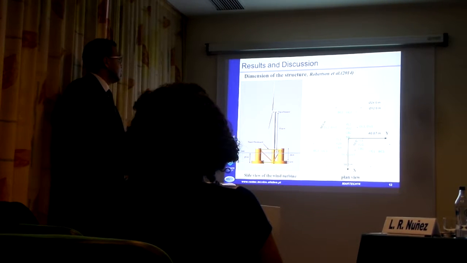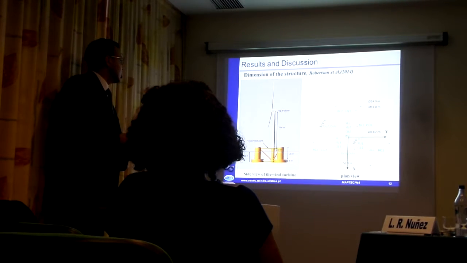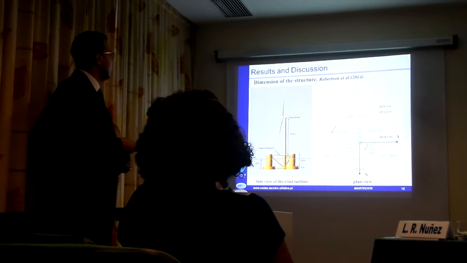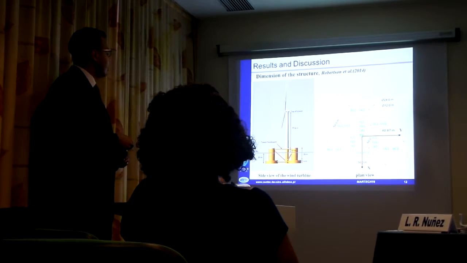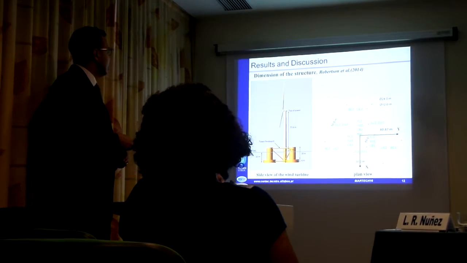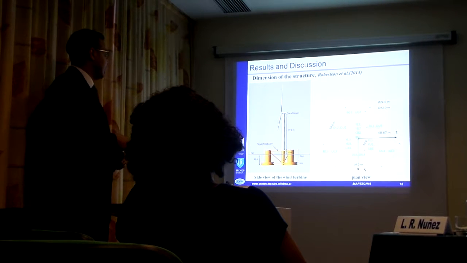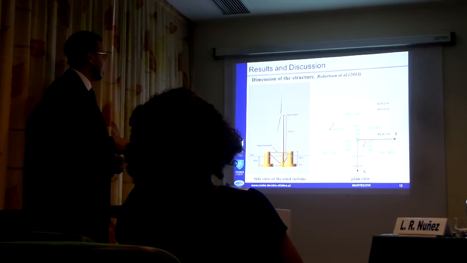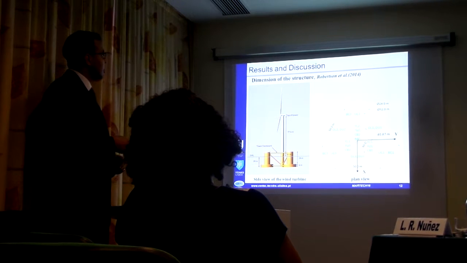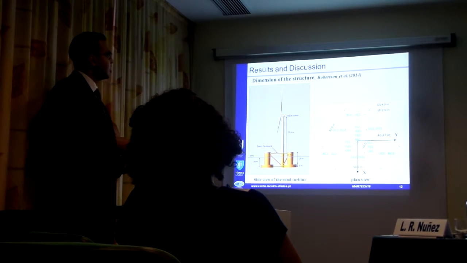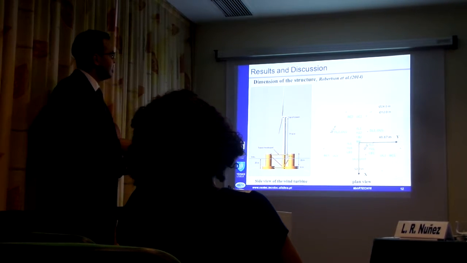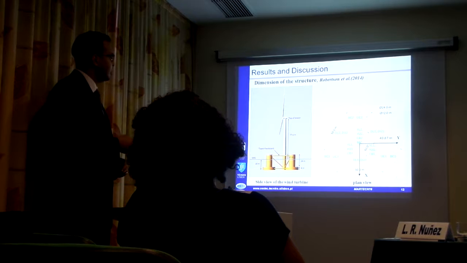About the results and discussion, first of all, the dimensions of the structure. As we can see, this is a side view of the structure, and this is a plan view. The freeboard is 10 meters, and the structure is composed of, as I said, 3 vertical columns. Each of those columns has 2 different diameters, as we can see in the plan view: the offset column and the bottom column. The offset column has a diameter of 12 meters, and the bottom column has a diameter of 24. The main column, which is in the middle of the structure, has a diameter of 6 meters.